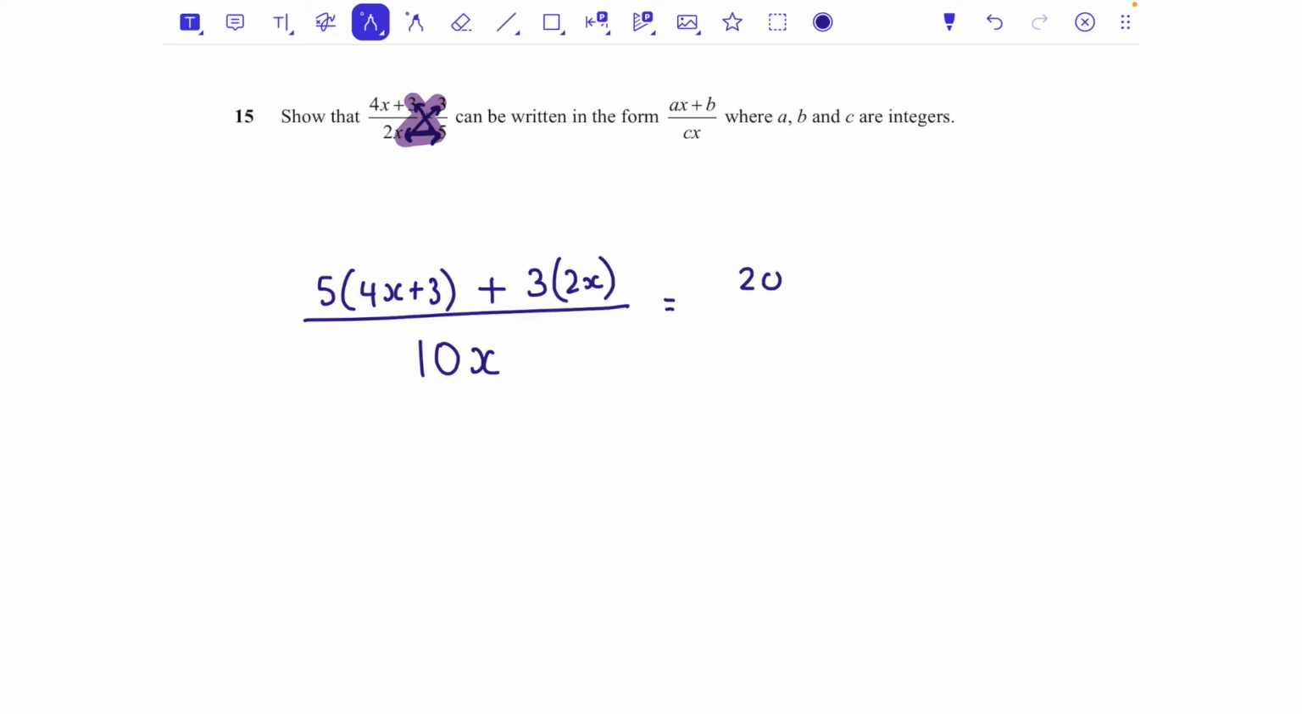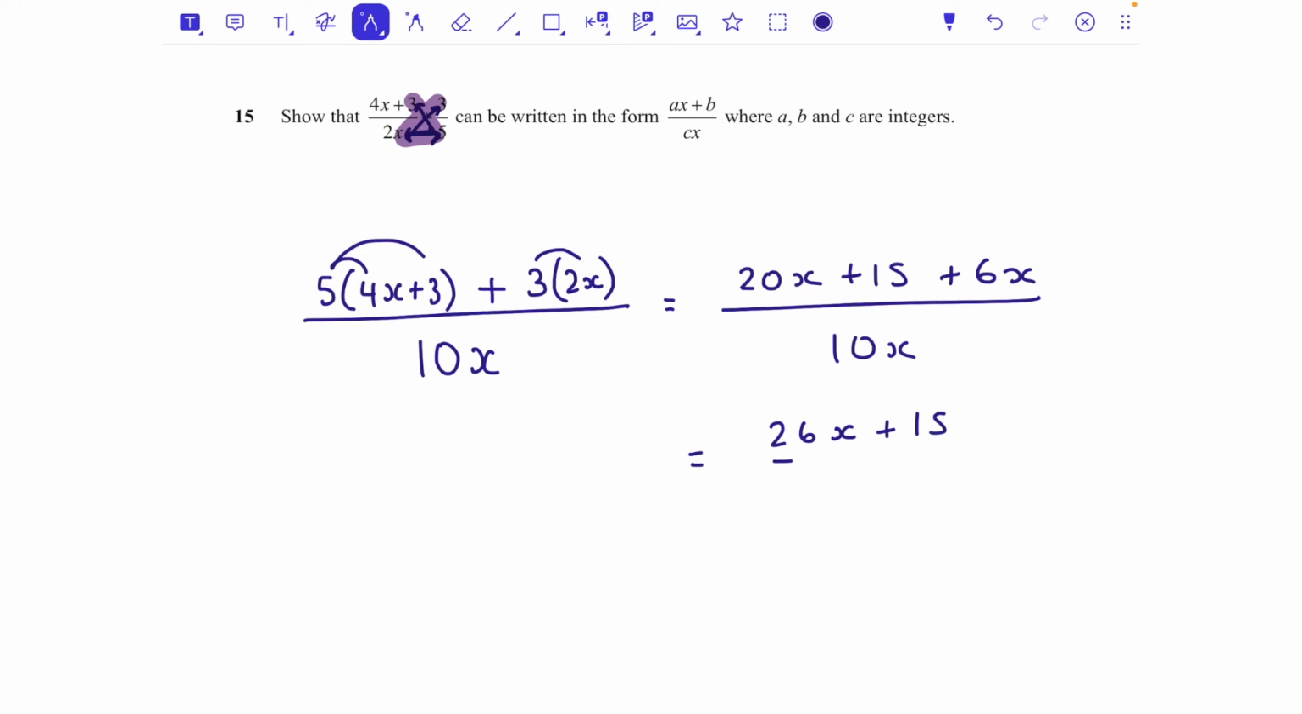I've got 20x add 15, add 6x from this, all over 10x. And that is 26x add 15 over 10x. And that's as far as we can go. No common factors with all 3 of those terms. So we're all good. And that's exactly what they've asked me for. Something x add something over something x. So we know that we are looking like that's going to be correct.